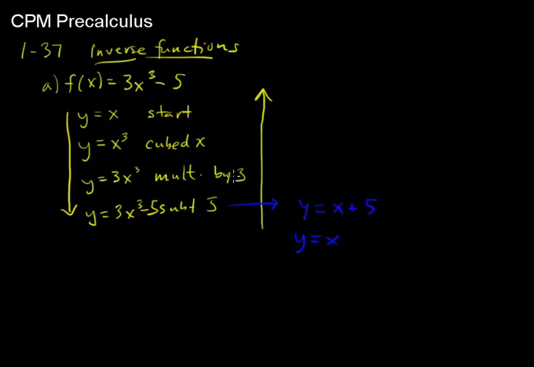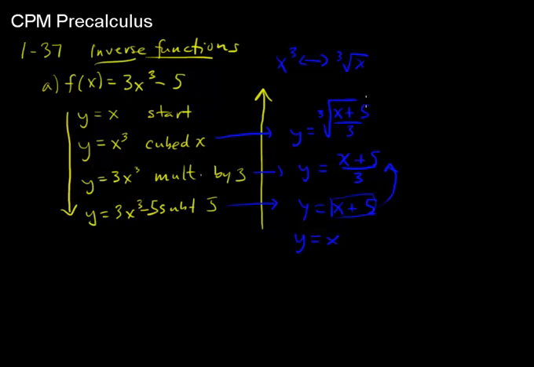Multiply by 3. Well, what's the opposite of multiply by 3? Divide by 3, right? The opposite of multiplication is division. So we copy down what's below, and now we divide it by 3. Then the cubed x. Like I said in class, the opposite of cubing is the cube root. So y is equal to, we copy down what's below over 3, and then take the cube root of that.